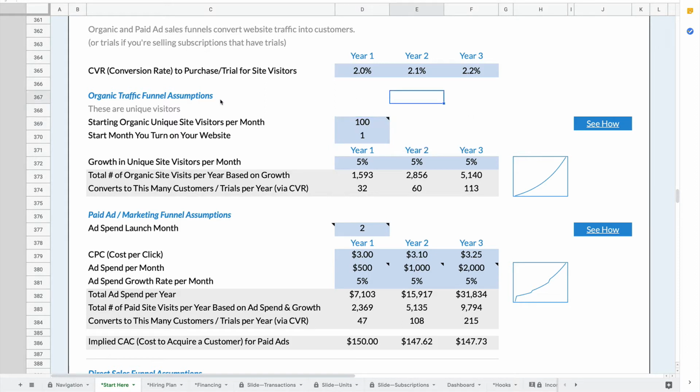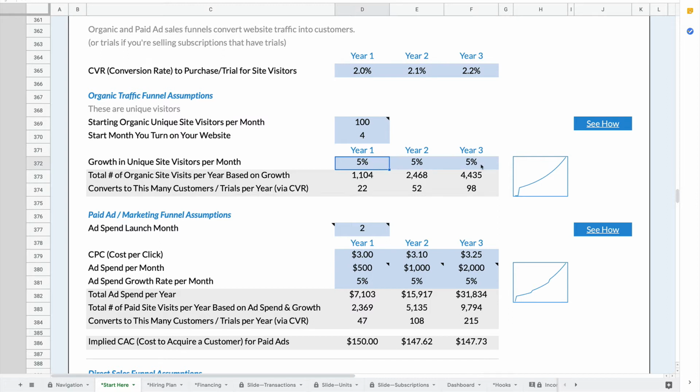So for organic traffic, this would be SEO or people who find out about you by word of mouth or PR, whatever it is that you're doing, content creation. You set a starting number of visitors and you set the month that starts. You may not turn on your website until month 4, let's say. And then you set a growth rate. So if you're starting at 100 visitors per month and you have a 5% growth rate, in the next month you'll have 105 visitors. Then you'll have 110 or 111 visitors the next month. So it grows over time according to the growth rate.